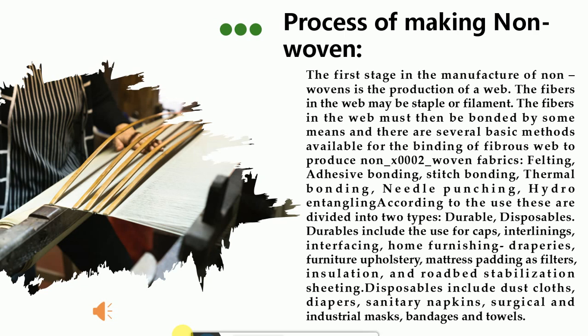According to the use, these are divided into two types: durables and disposables. Durables include the use for caps, interlinings, interfacing, home furnishing, draperies, furniture upholstery, mattress padding, filters, insulation, and roadbed stabilization sheeting. Disposables include dust cloths, diapers, sanitary napkins, surgical and industrial masks, bandages and towels.